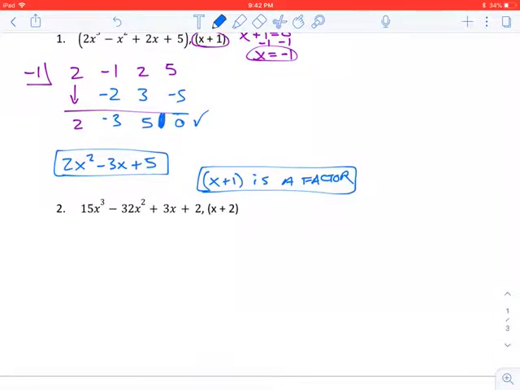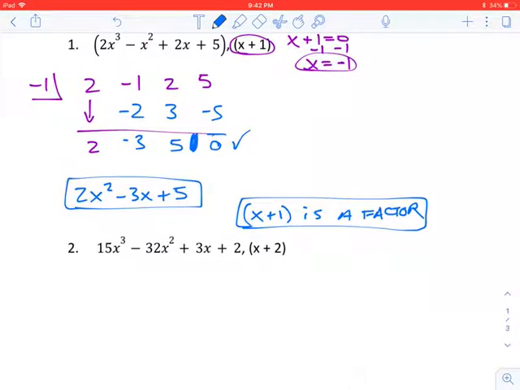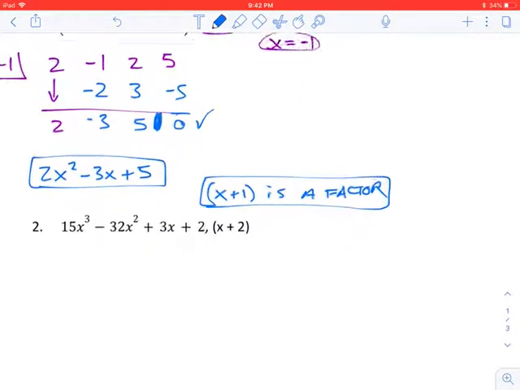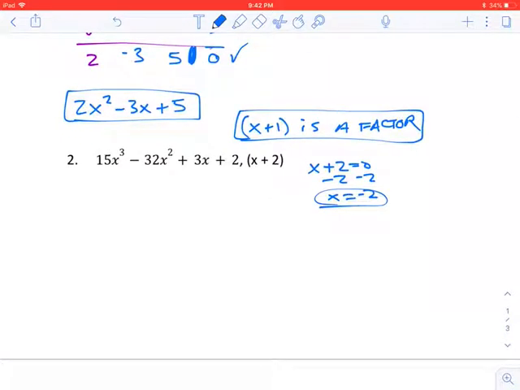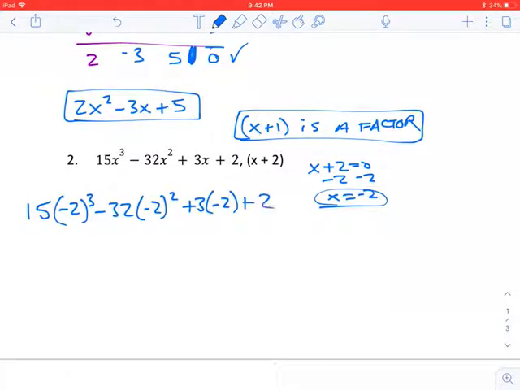So let's try it again. This time we're going to do direct substitution. So this time, the direct substitution, we're going to use this number. So x equals -2 is my number. So direct substitution means plug it in for x. 15 times -2 cubed minus 32 times -2 squared plus 3 times -2 plus 2. Now we do our magic. So -2 cubed is -8.